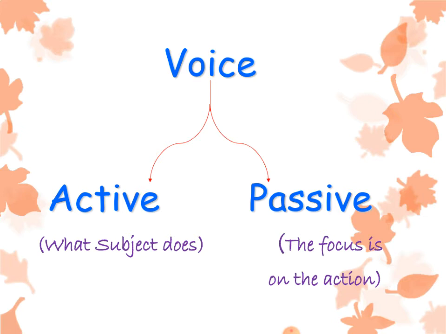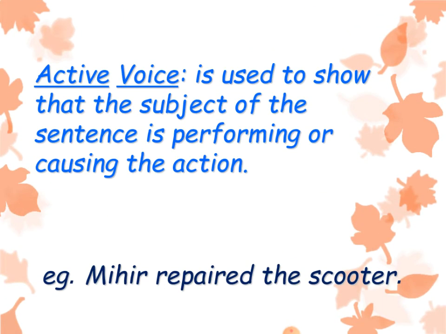Whenever we write a sentence, it is either in an active voice or a passive voice. It is a matter of focus. When the subject or the doer of an action is important for us, we use active voice. For example, Mihir repaired the scooter. Who repaired? Mihir. So in this sentence, Mihir is the subject. When the subject is placed before the verb, then it is said to be in active voice.